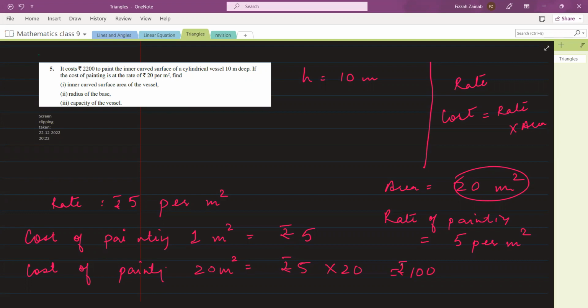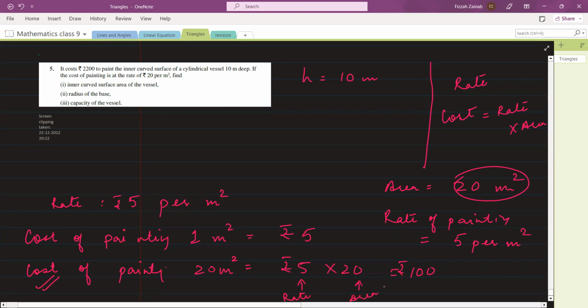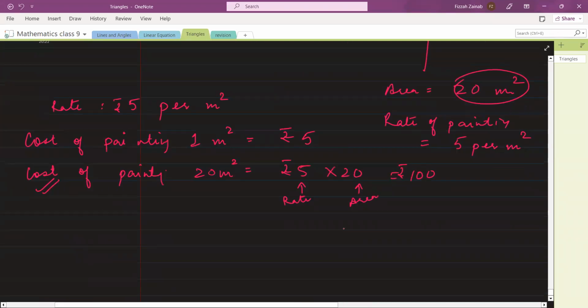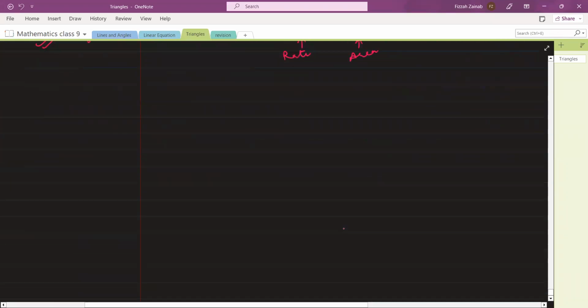Okay. Now in this question, this cost is actually given to you, right? So cost means what we are doing here. This is your rate, right? And this is your area. So that means rate into area is already given. Got it? Say yes or no. All right.